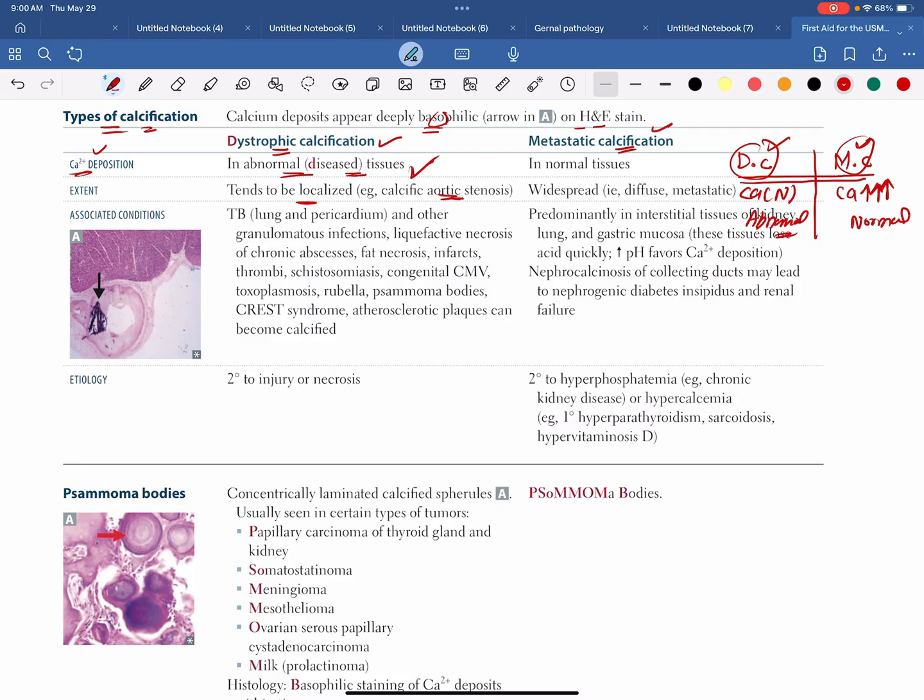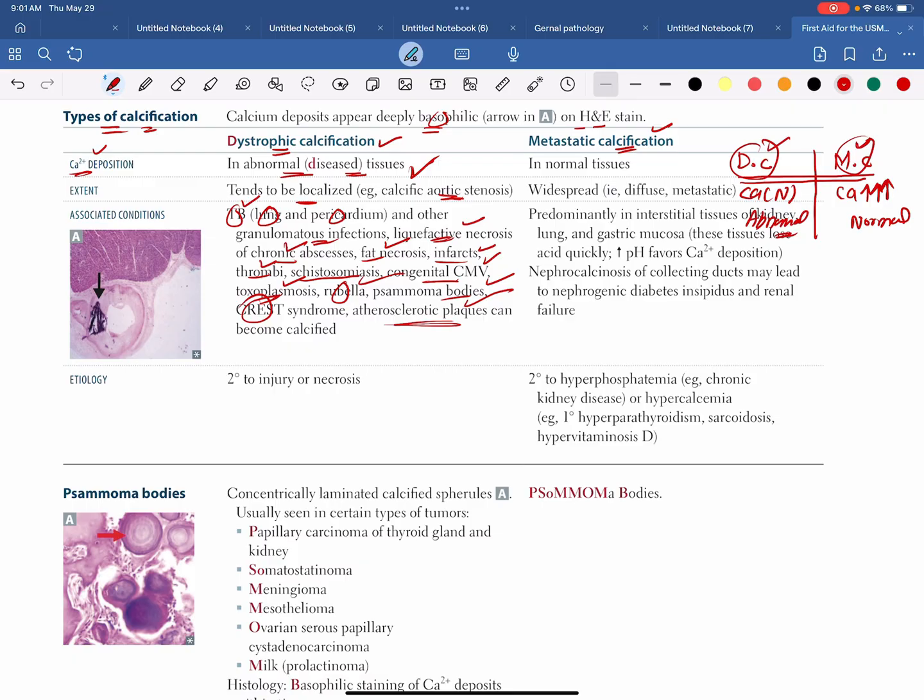Then what are the conditions that are associated with dystrophic calcification? Like if a person has TB, in TB you get calcification of the lung and the pericardium. Then other granulomatous conditions. Then liquefactive necrosis of chronic abscesses, fat necrosis, infarction, thrombus, schistosomiasis, congenital cytomegalovirus, toxoplasmosis, rubella, psammoma bodies, Krus syndrome. Then we have the atherosclerotic plaques. All these are the conditions which are associated with dystrophic calcification. And atherosclerotic plaques can also become calcified because these plaques will again attract the calcium.